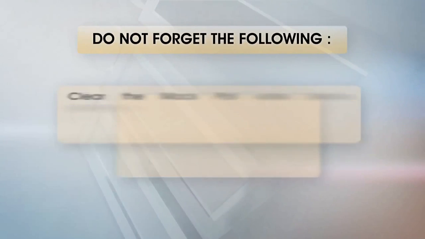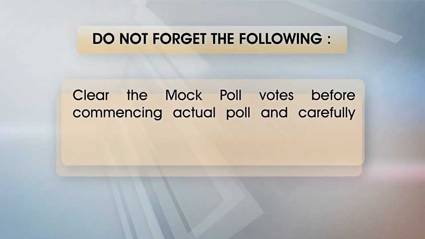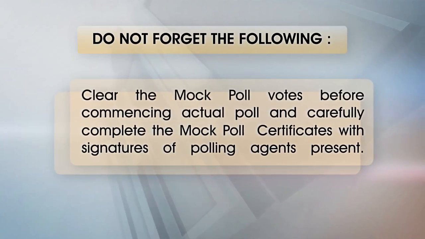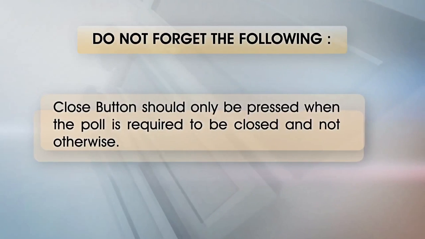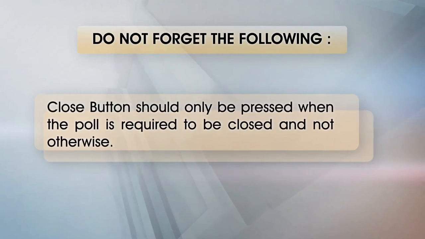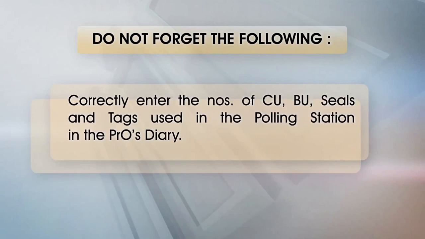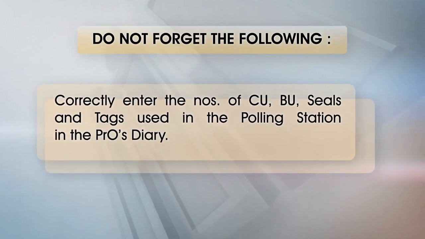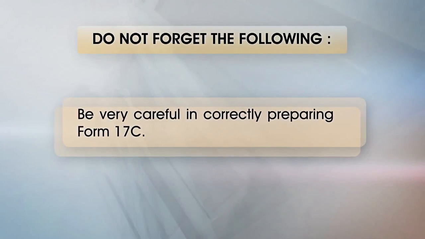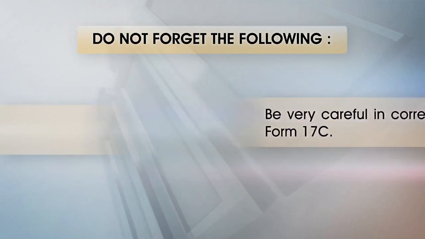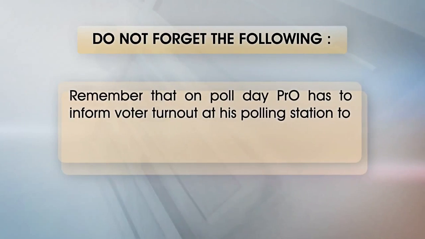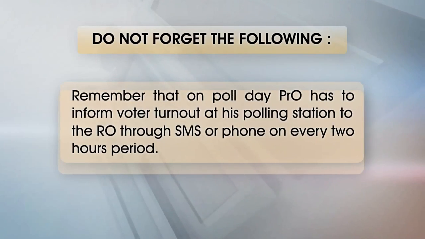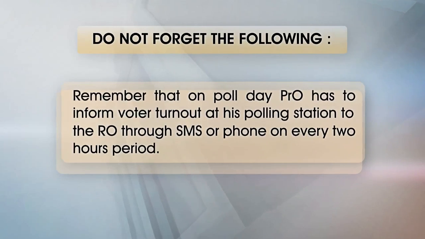Do not forget the following. Clear the mock poll votes before commencing actual poll and carefully complete the mock poll certificates with signature of polling agents present. Close button should only be pressed when the poll is required to be closed and not otherwise. Correctly enter the numbers of CU, BU, seals and tags used in the polling station in the PRO's diary. Be very careful in correctly preparing Form 17C. Remember that on poll day, PRO has to inform voter turnout at his polling station to the RO through SMS or phone every 2 hours.